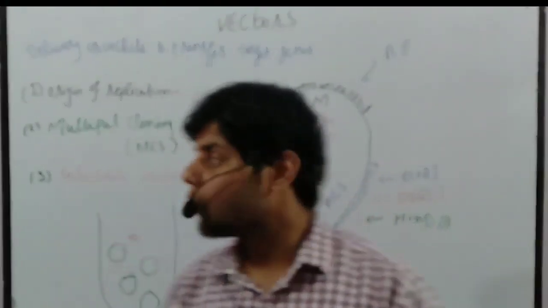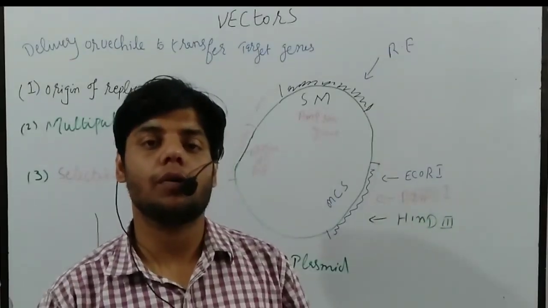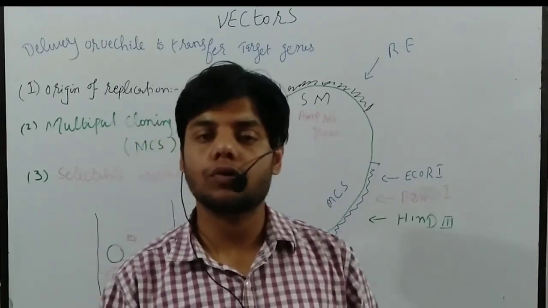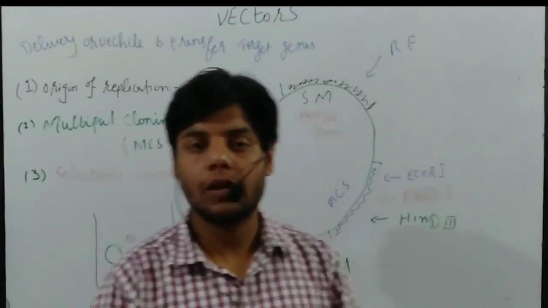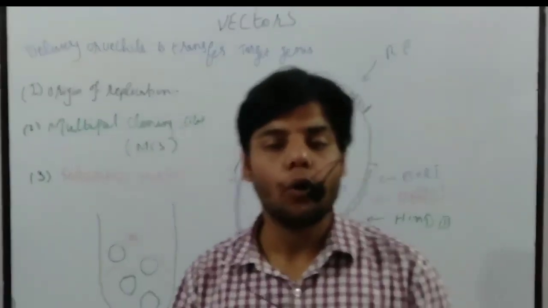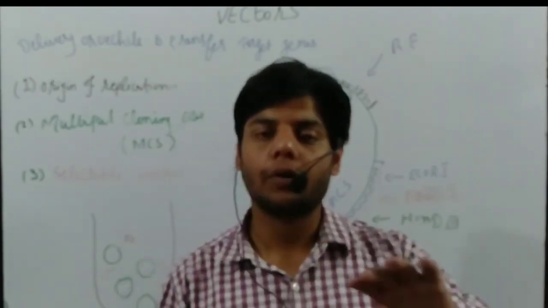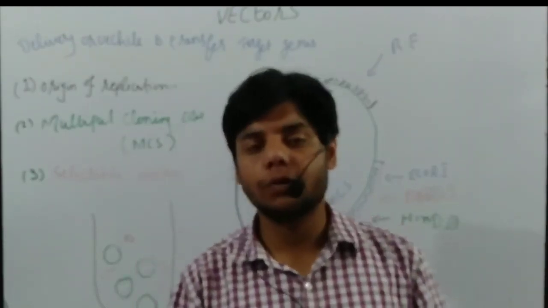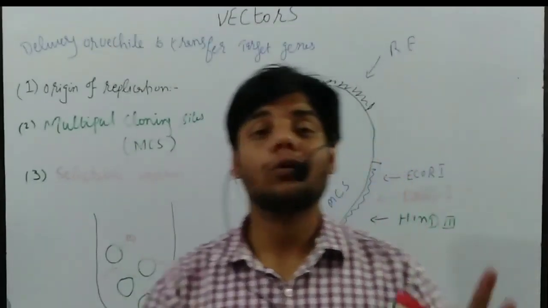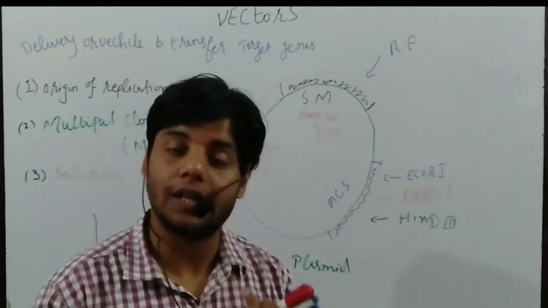I hope you understand about the vectors. Inshallah, in the next video lecture we are going to talk about the gene library, and after that the screening process. If you still have any problems or confusion, you can write it in a comment. In the next video lecture we are also going to talk about the types of vectors. There are two types, cloning vector and expression vector.